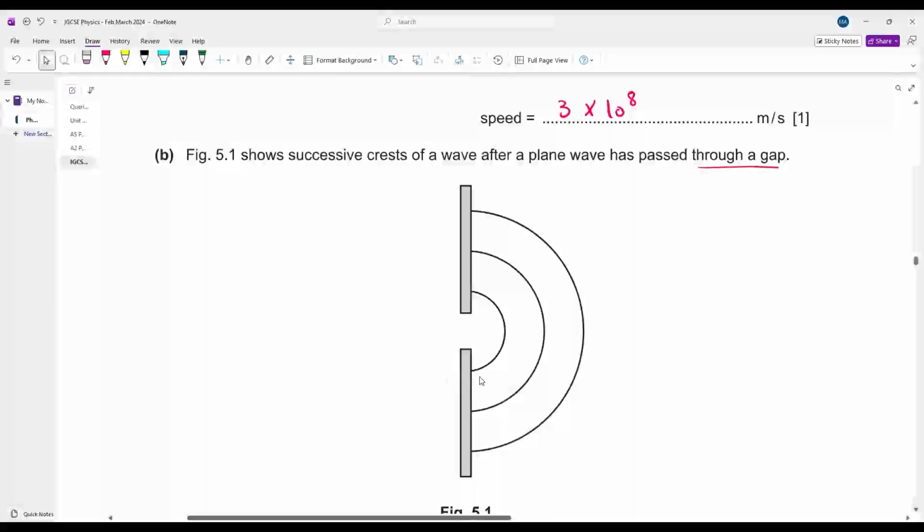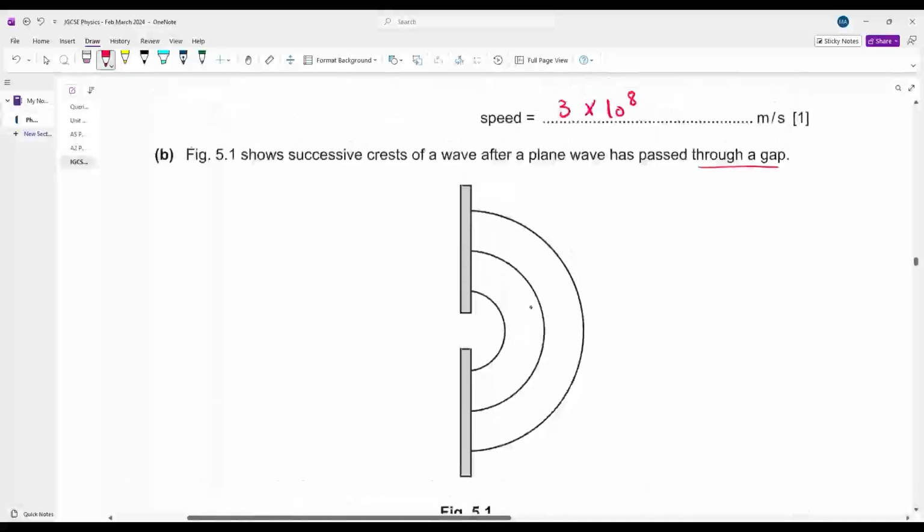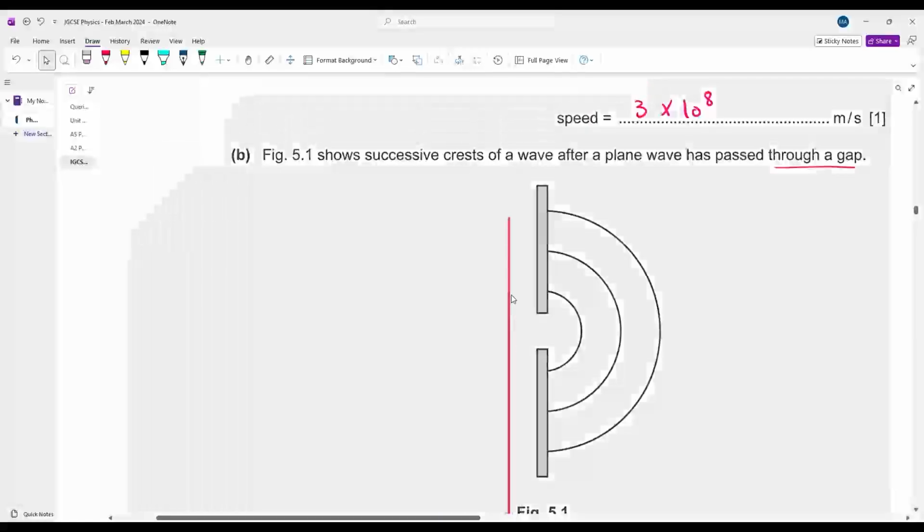ठीक है, ये successive crests हैं. On figure 5.1 draw three successive crests before the wave reaches the gap. अच्छा जी, हमने before diffraction crests बनाने हैं. So what will you do? You will draw a straight crest like this. Okay, let me extend them as well. यहाँ पे you have to take care of one thing.